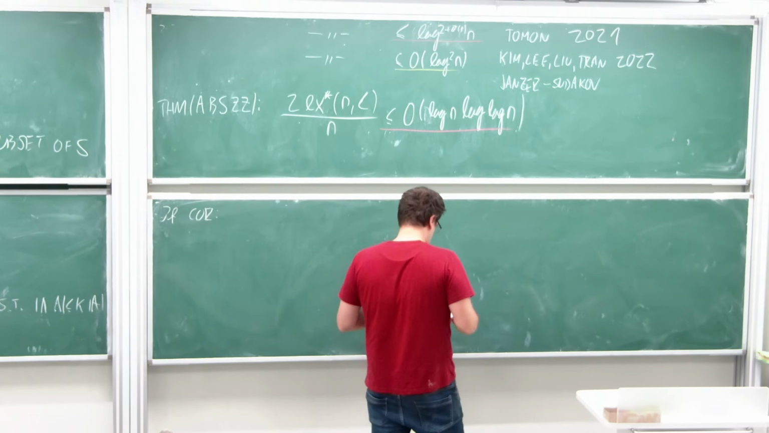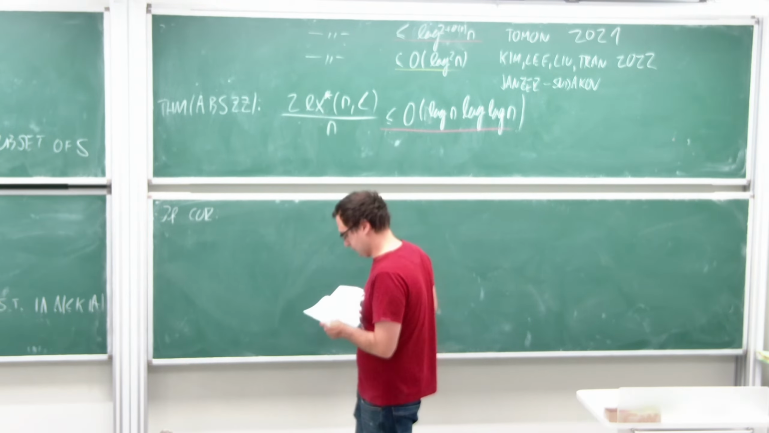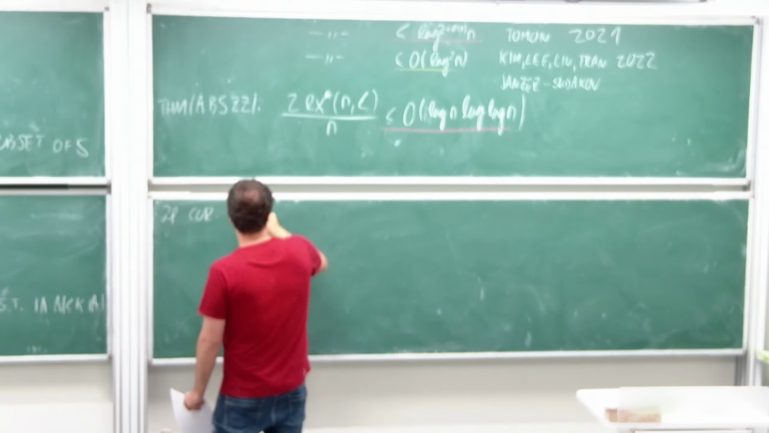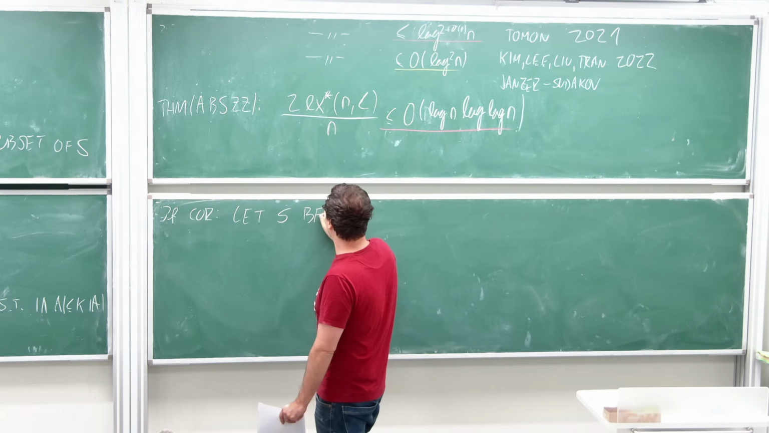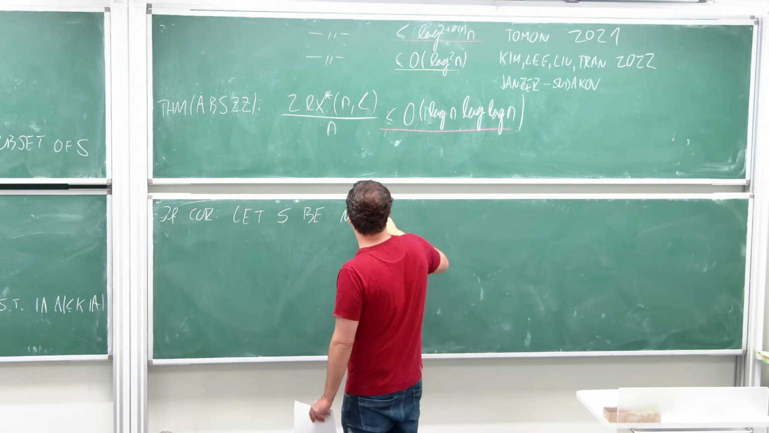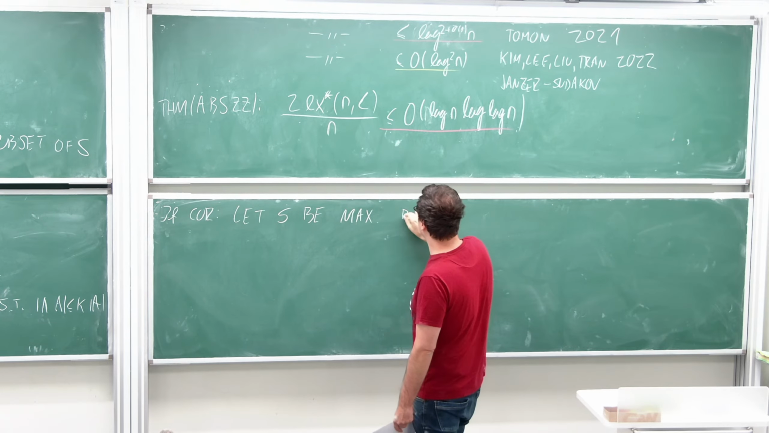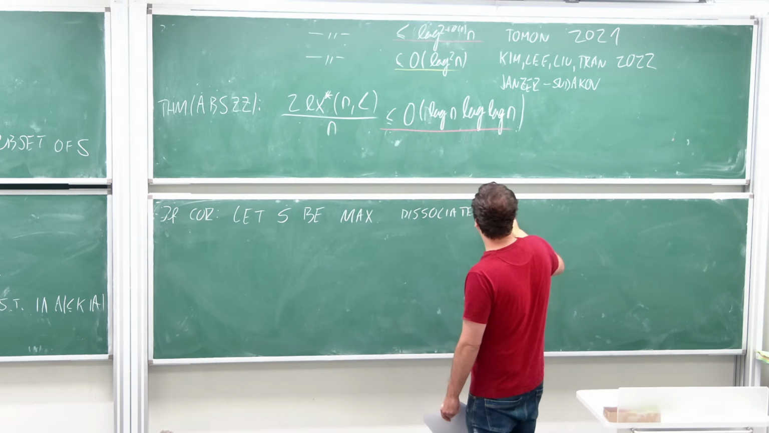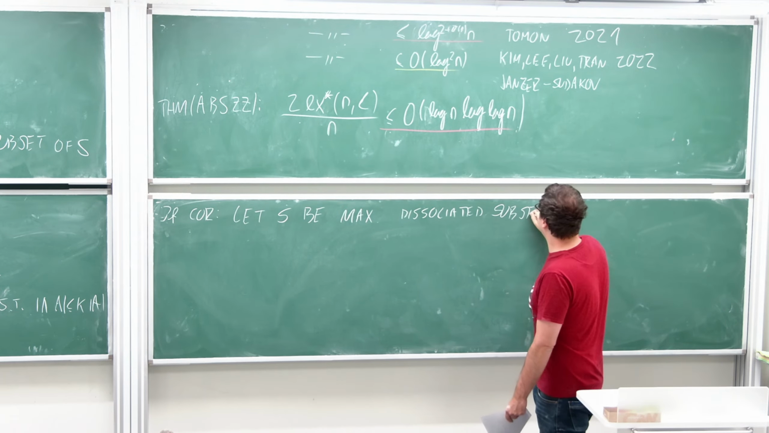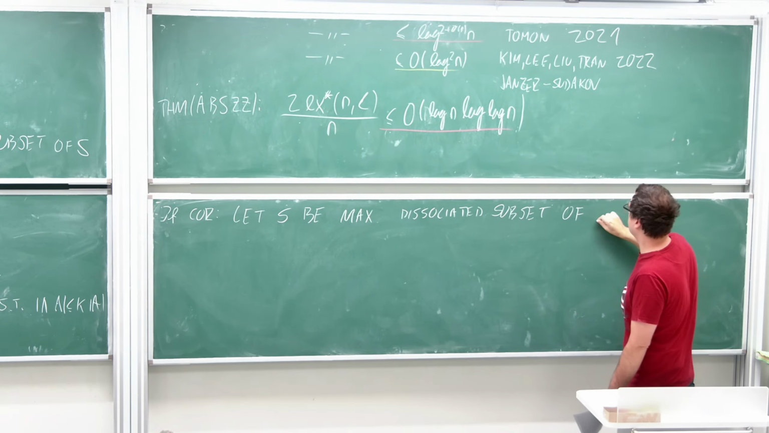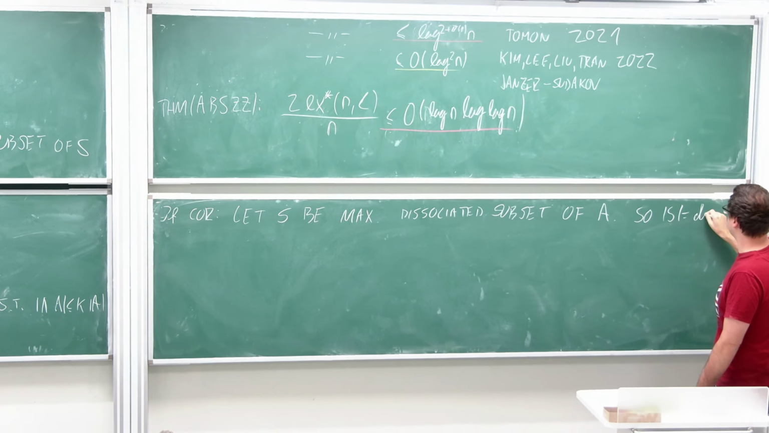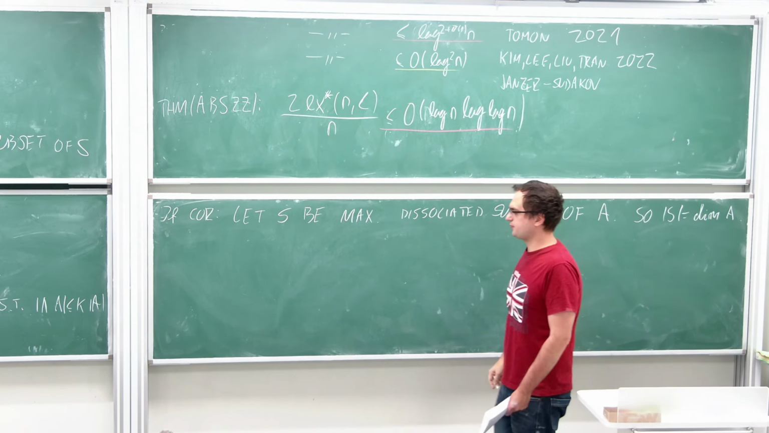Right. So what's the setup? Let S be a maximum dissociated subset of A. Right, so the size of S is just the dimension of A. This is the definition.